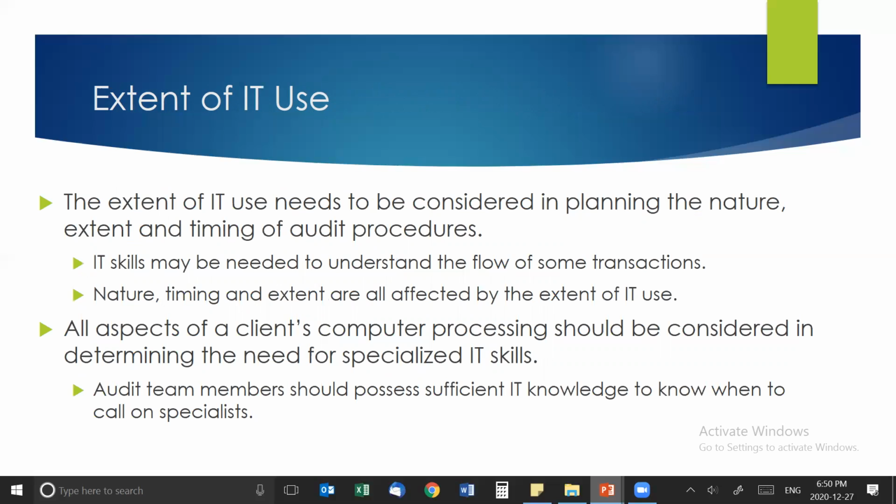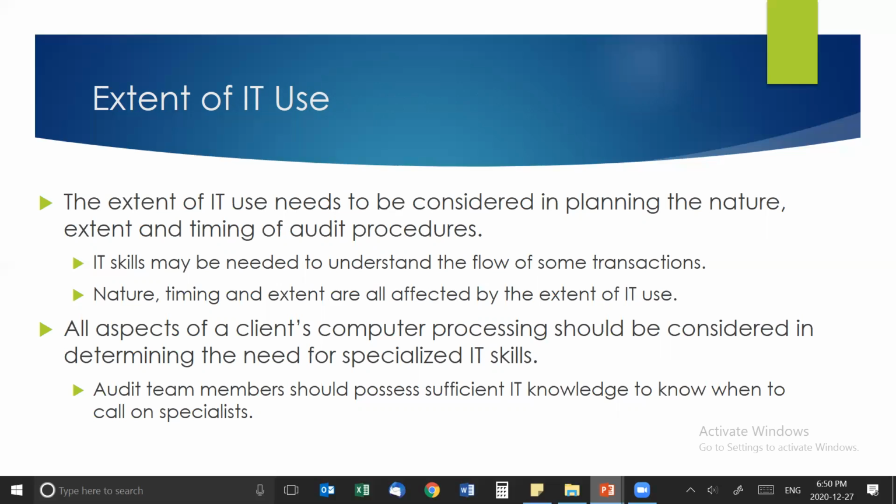When planning your audit procedures, you have to recognize what the IT environment is, and what IT, like data analytics, the auditor can use to help with the audit. Depending on what type of IT system the audit client has put in place, you need to understand the flow of all the information. IT skills may be needed to understand the flow of some transactions, and that has to be considered in your audit procedures.